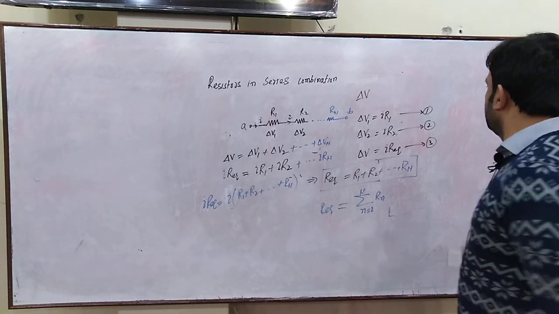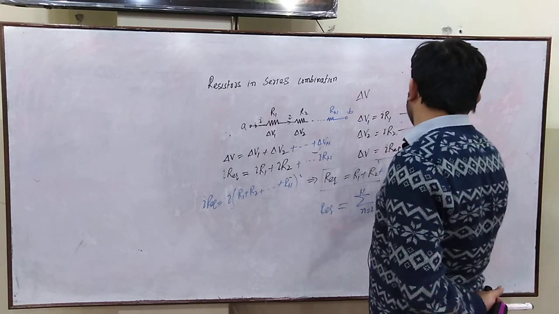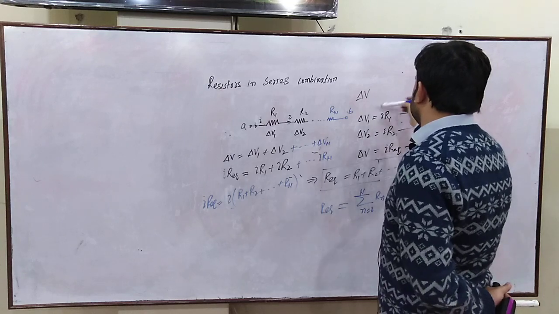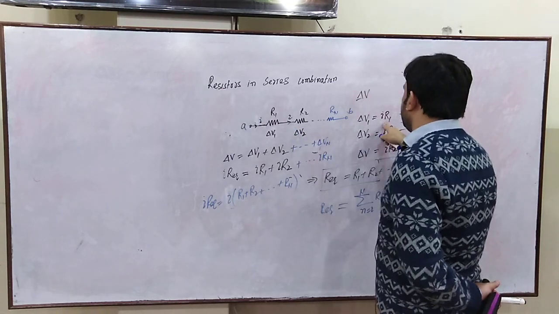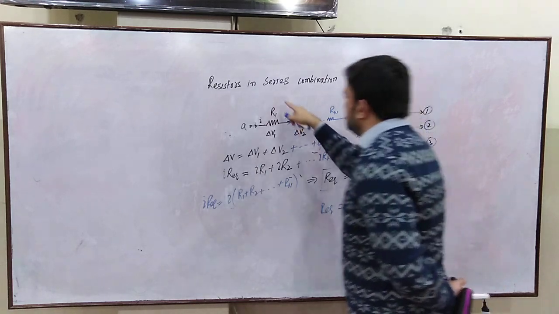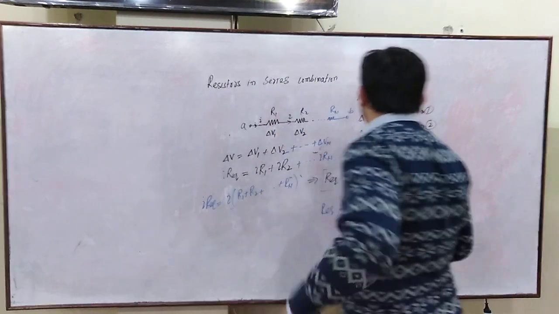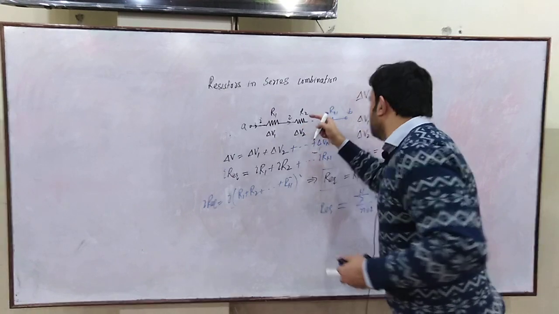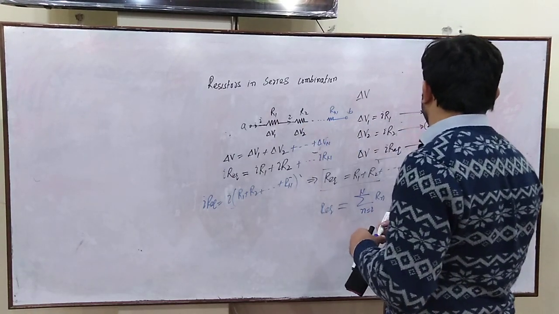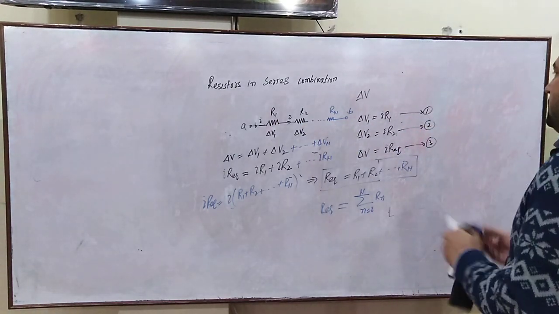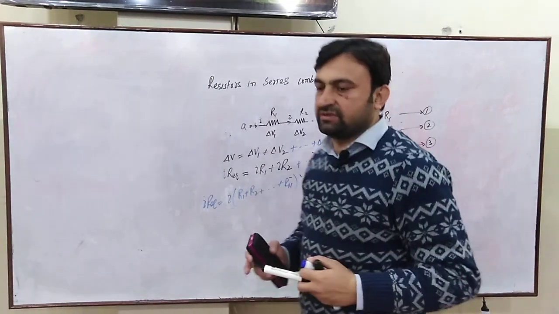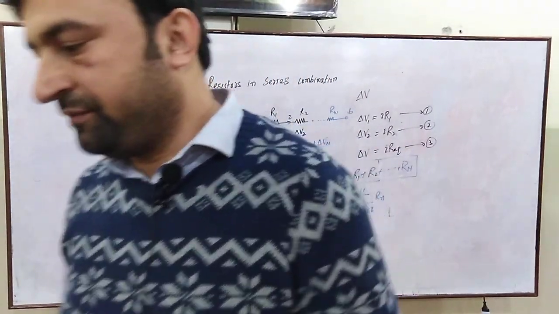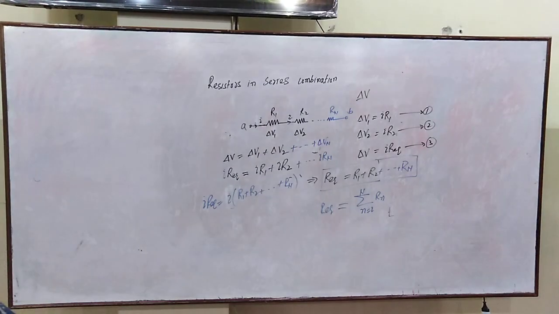Okay, now if we analyze equation 1 and equation 2, we can see here if R1 is greater, then the potential across this resistor will be more than this resistor. Now let us solve a few examples related to series parallel combination.